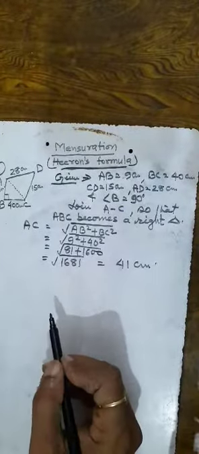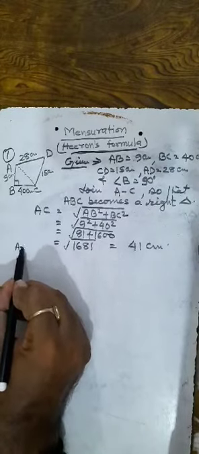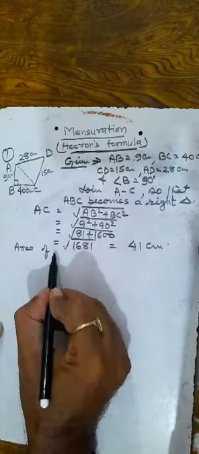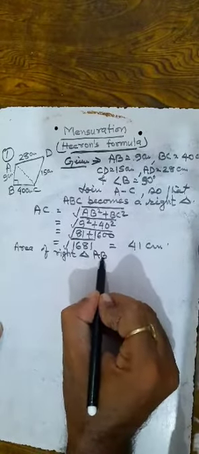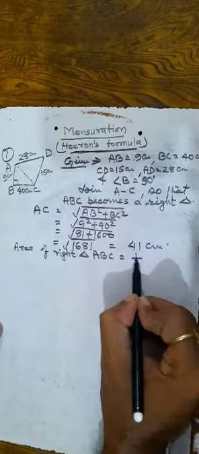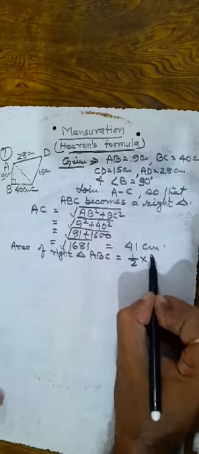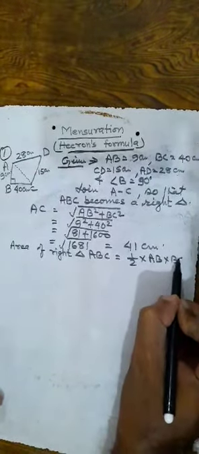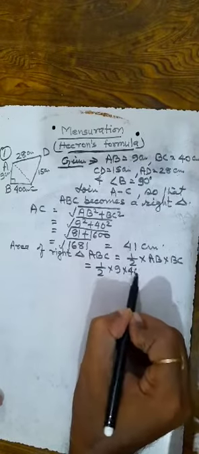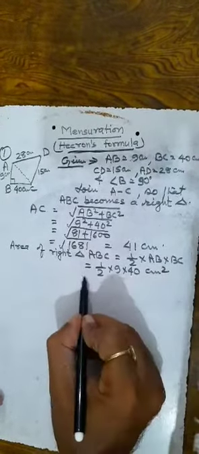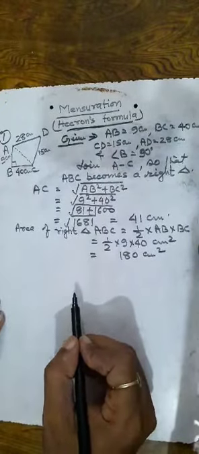Now area of right triangle ABC is equal to 1 by 2 into AB into BC, base into perpendicular, 1 by 2 into 9 into 40 centimeter square, 180 centimeter square.